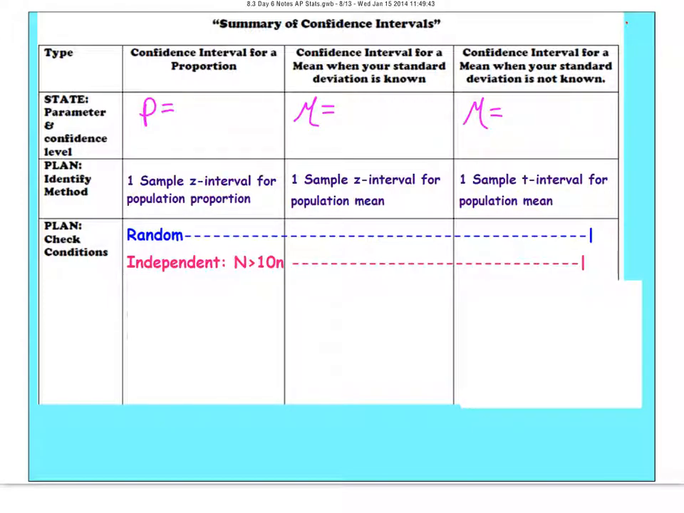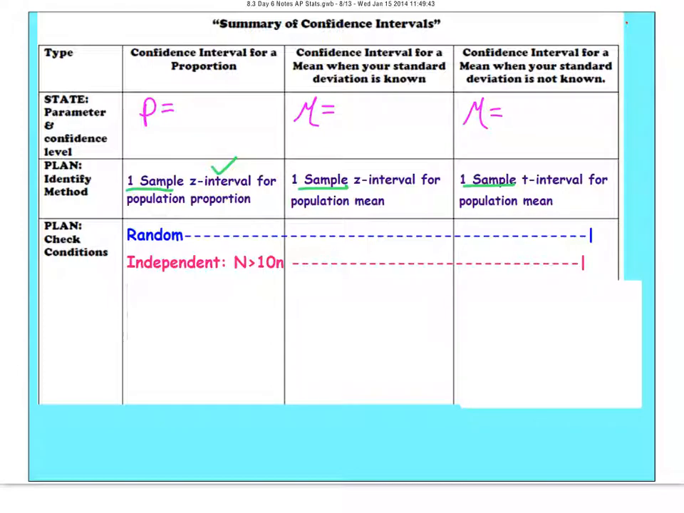Now, when it comes to the plan part, you're going to want to identify the name of your confidence interval. Notice for all of these, they're one sample because we're only taking one sample. For the proportion, it's a z-interval. For the mean, when you know your population standard deviation, it's a z-interval. When you don't know your population standard deviation, it's a t-interval. And then again, it's the corresponding one for the proportion or the mean.